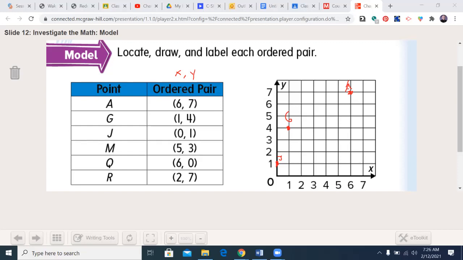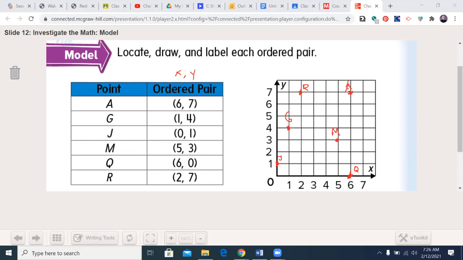So let's go M, 5 over, 3 up. So 1, 2, 3, 4, 5. Up 3, 1, 2, 3. There's my M. Q, 6 over and 0 up. And R, 2 over, 7 up. So each of these ordered pairs represented a specific point in my quadrant. This is all you actually have to do on these.